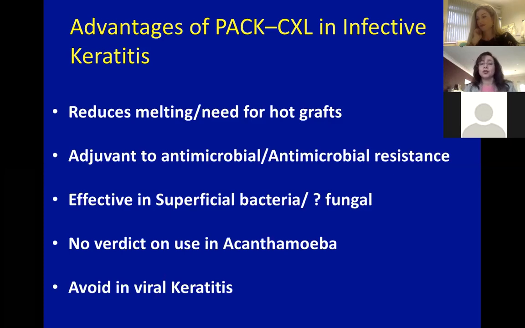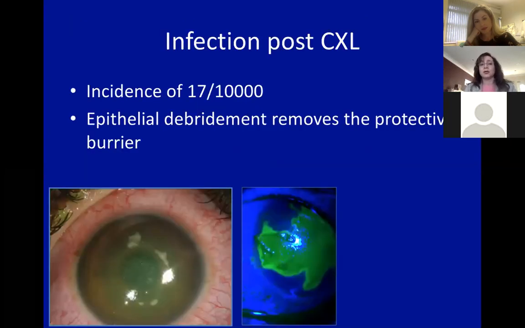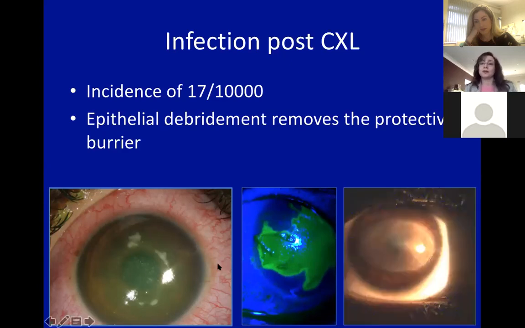It is definitely to be avoided in viral infection because it can lead to reactivation of herpetic infection. And it is not without problems because there is an incidence of infection. You're creating a huge epithelial defect, so there is a big incidence of infection, and you can get eventually scarring, which requires further therapeutic grafts with cross-linking.